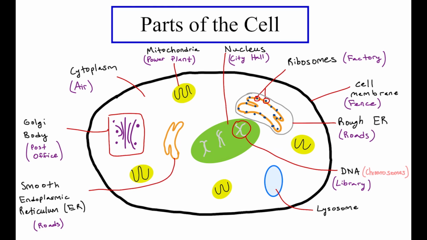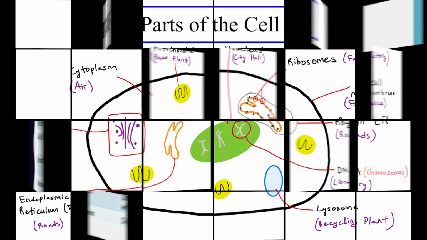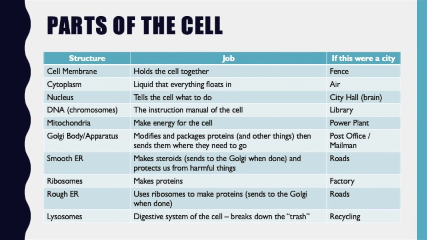And lastly, we will look at the lysosome in the bottom right-hand corner. So the lysosome is kind of like the recycling or the garbage plant of the cell. It's where things go to be thrown away or recycled within the cell. So it's a way for the cell to get rid of waste that it doesn't want anymore. Alright, and that is it for the drawing.